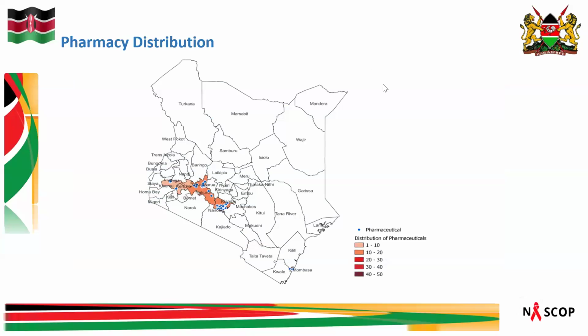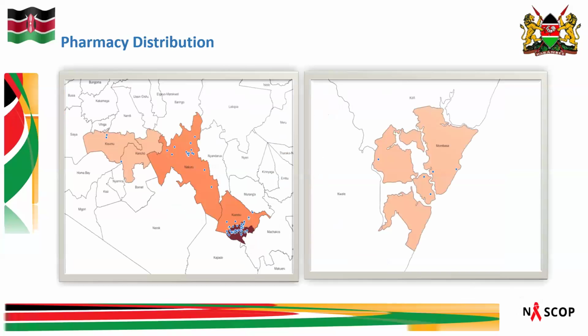So this is the pharmacy distribution. Of course, it's not very representative because we had only concentrated ourselves in 5 counties. But if I drill down to counties, this is how the distribution is in Mombasa. And you can see how it's the rest in the other counties, that is Kisumu, Nakuru, and Kiambu.